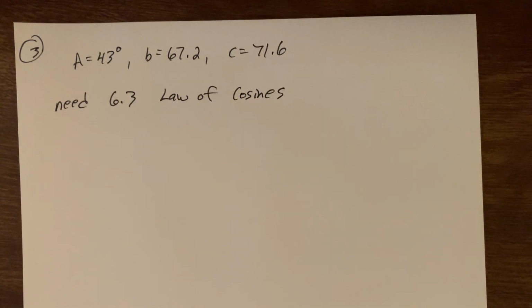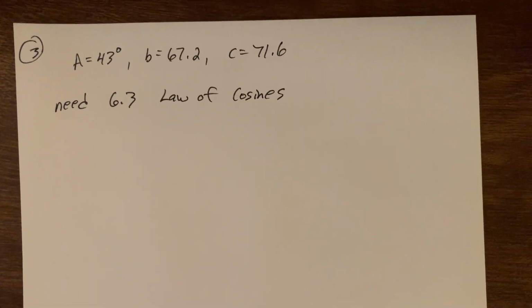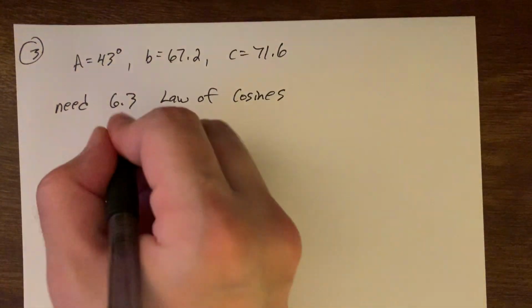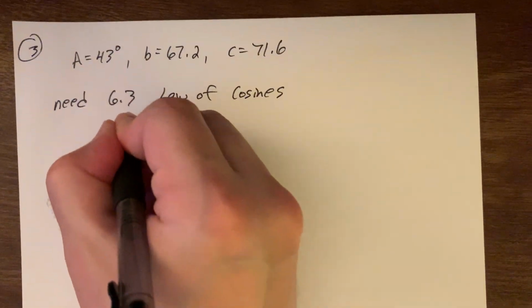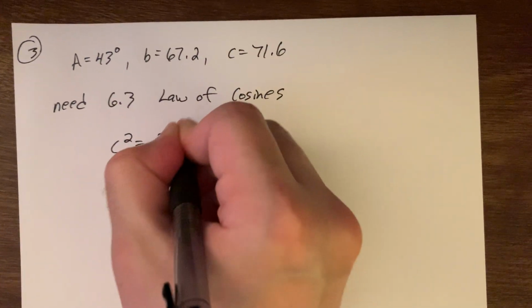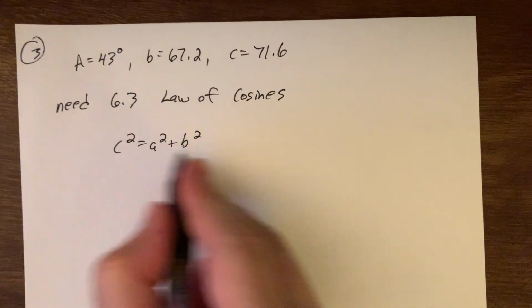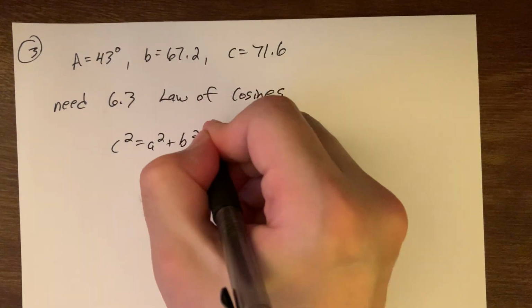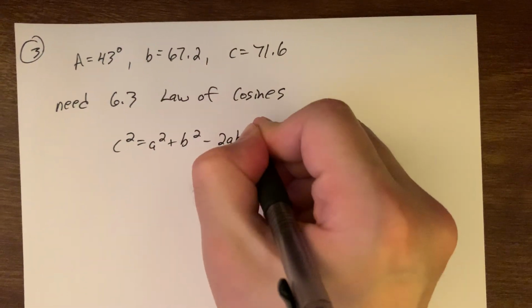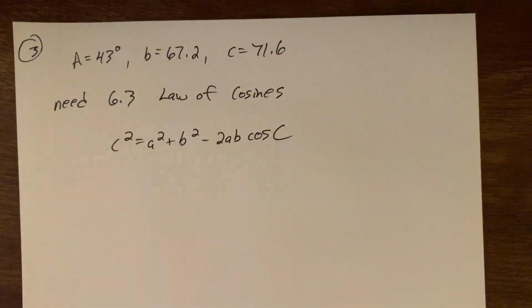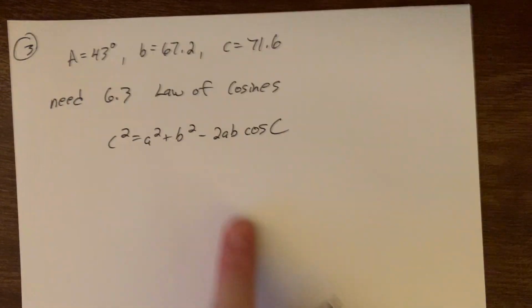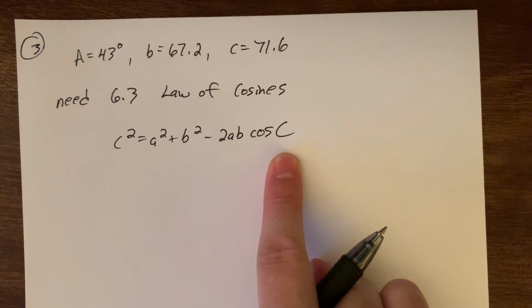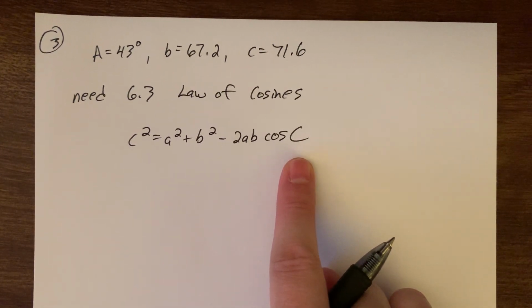The law of cosines almost looks like the Pythagorean theorem, but it applies to any triangle. It starts with this generic c squared equals a squared plus b squared. That looks like our perfect Pythagorean theorem. But then you get this minus 2ab cosine of angle C. And this is where I can play more games here.